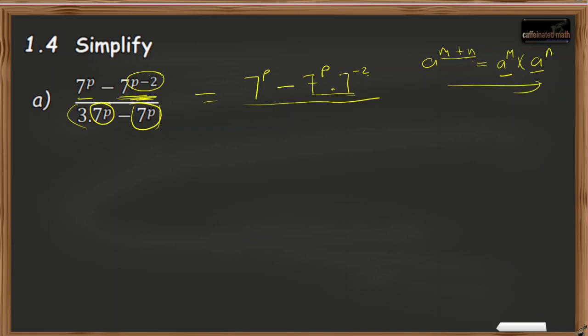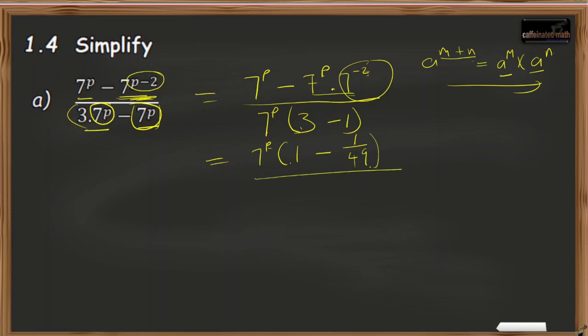At the bottom, I can take out the common factor as I alluded to previously. And then what's left? A 3 from this term and minus 1 from the second term. At the top, I can now do the exact same thing, which gives me 7 to the power p, and then I have 1 minus, if I use my definition, I can just make that 1 over 7 squared, which is 1 over 49. And then I'll have 7 to the power p, and that's just 2. Well, there we go.